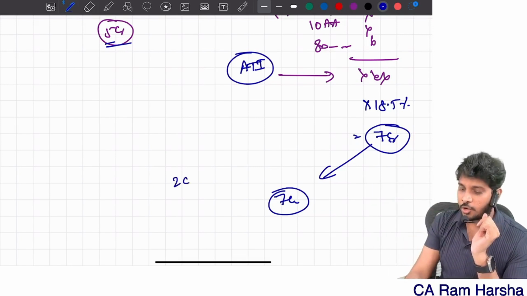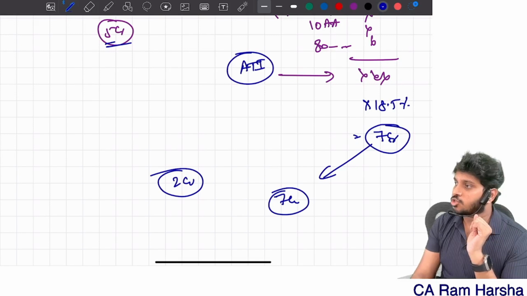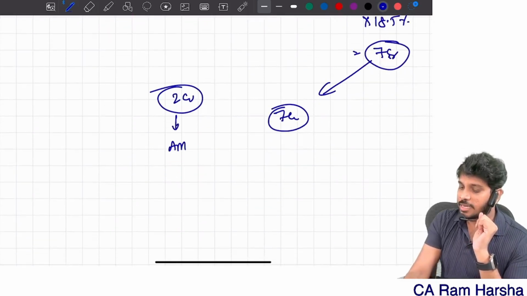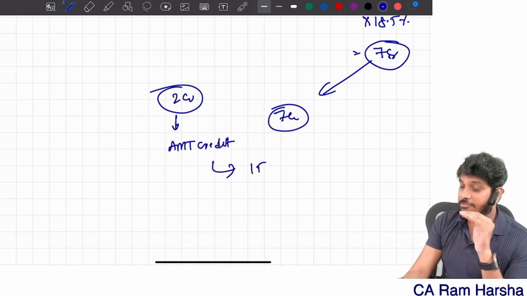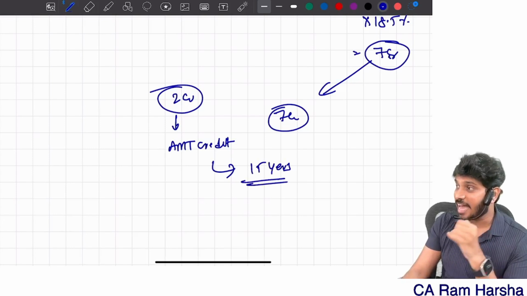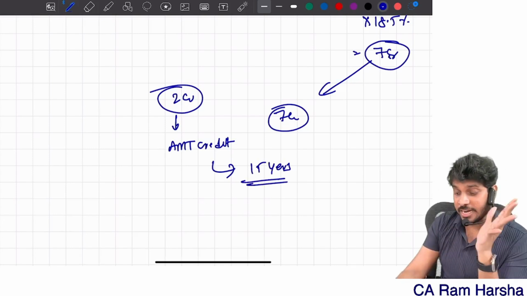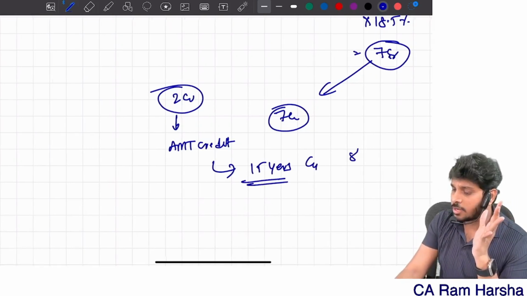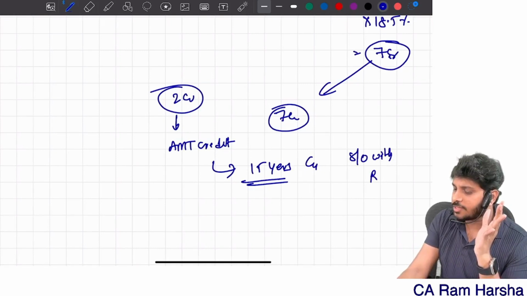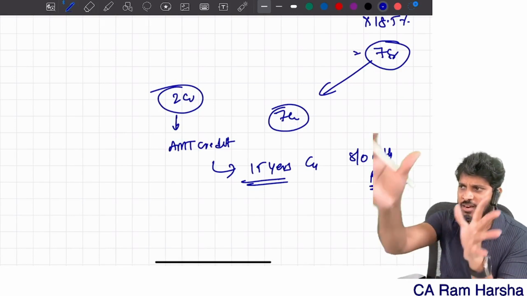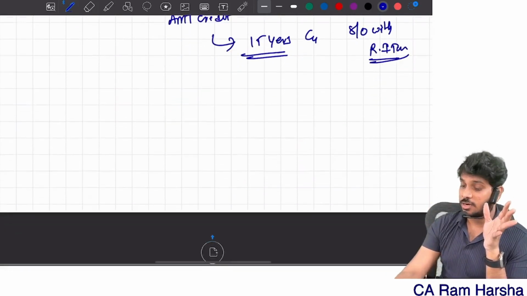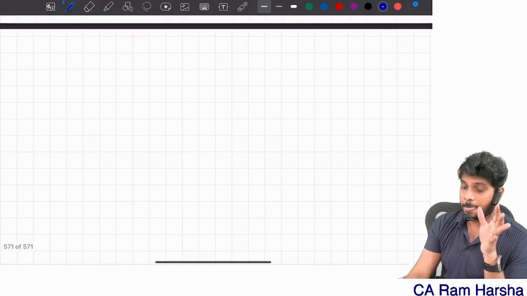Do one thing. You paid extra in the form of AMT, how much? 2 crore. This 2 crore I will give you as AMT credit. You can carry forward in the upcoming years. 15 years. You can carry forward for 15 years. What will I do after carry forward? Set off with regular income tax liability. Sir, okay, sir. This is year 1, sir.